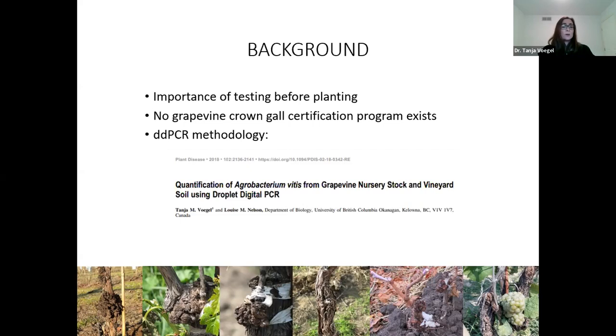And there's also no grapevine crown gall certification program. That is different from viruses, for example, where we do have certification programs, but we have nothing like this yet for crown gall. It is something that is going to be very difficult to achieve, and why that is will probably become clear when we look at some of the data that I'm going to be showing a bit later. To test the materials, we have developed this ddPCR methodology. I'm not going to go into any details right now, but if you're interested, you can look up the publication listed on this slide.